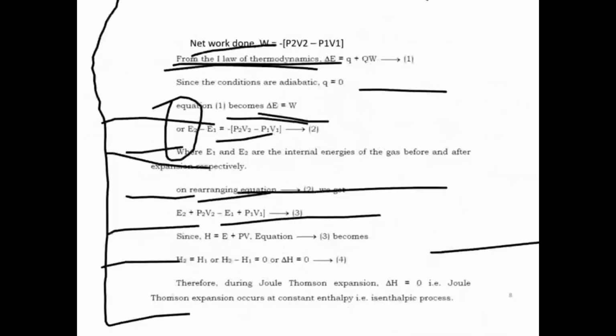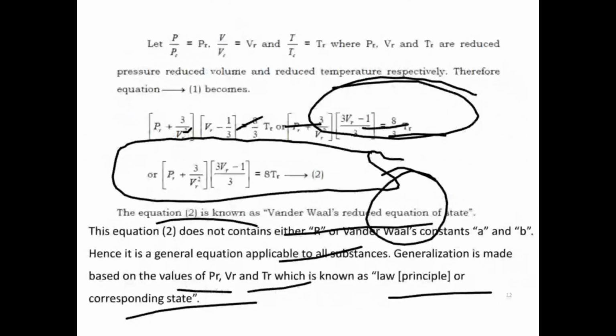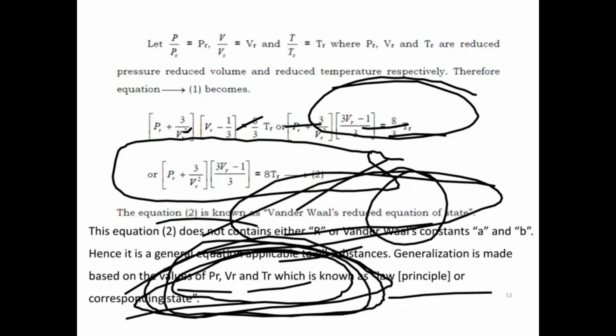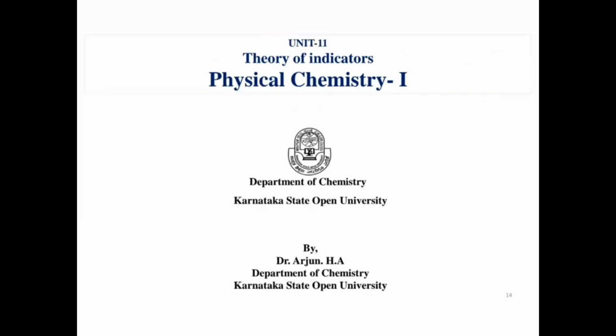So here we have derived the expression of van der Waals for reduced pressure, reduced volume, and reduced temperature. When the reduced pressure and reduced temperature have the same values, the reduced volume also will be the same. That can be derived from the van der Waals reduced equation of state. So this is the derivation. And next, this is the end of the first unit.